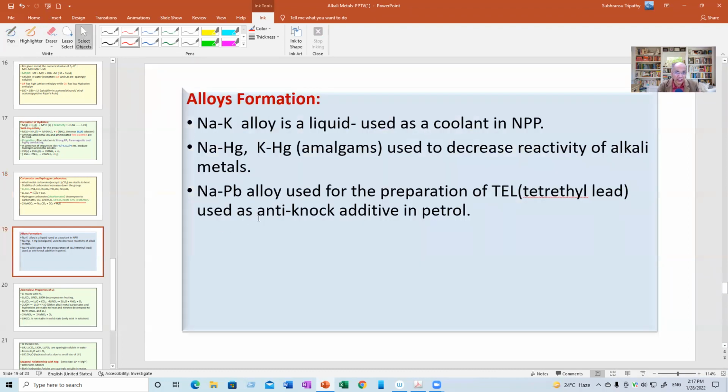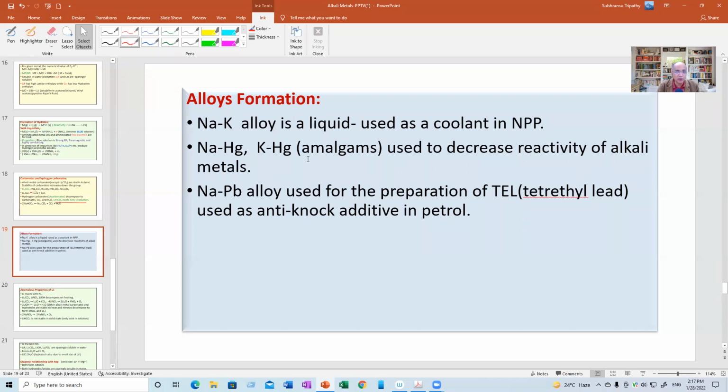Now, we are almost inching towards the end of our program. Alkali metals can form several alloys, like sodium potassium alloy, which is a liquid. Can you believe? Sodium is a metal, potassium is a metal, but sodium potassium alloy is a liquid because of the size mismatch. Sodium is thin, coming under good BMI, body mass index, but potassium is obese. So they don't match well and therefore they don't form solid crystal. So it's a liquid and used as a coolant in nuclear power plants.